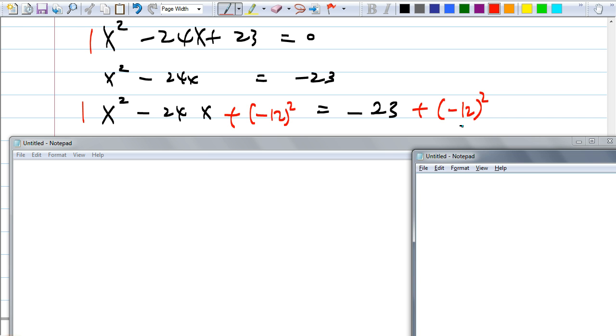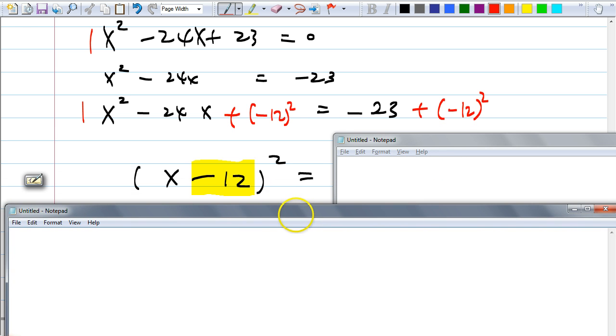Now, that trinomial is what? It's a perfect square trinomial, right? Does that make sense? Then what do I get? If that's a perfect square trinomial on the left, it becomes x minus 12. Exactly. Doesn't that become x minus 12 squared, class? What about on the right side? I have negative 23 plus, what is negative 12 squared, by the way? Yeah, so you get 144 plus negative 23, which is?